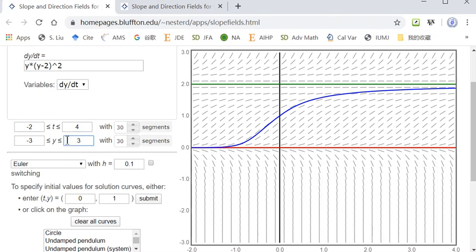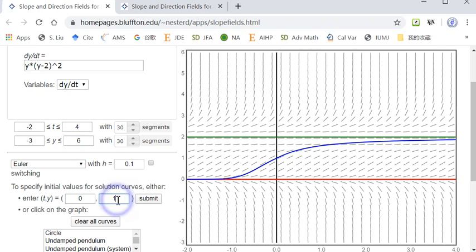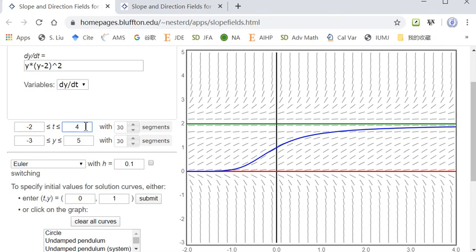Maybe I will change the range of y, not 3, maybe 6 will be better. I increase the range of y to maybe 5, that will be fine. Maybe 5 is good. Okay. Now we consider the other integral curves. We have those three integral curves, two of which are the equilibrium solutions. Now we consider the integral curve whose initial value is greater than 2.